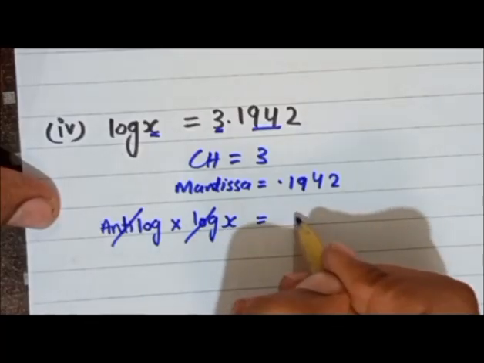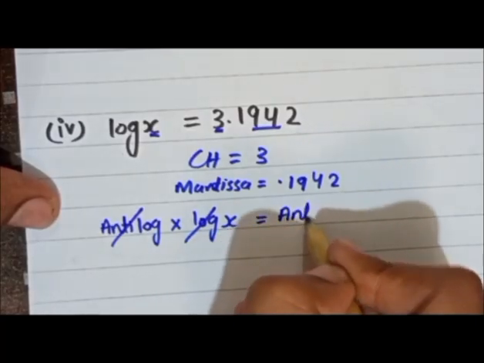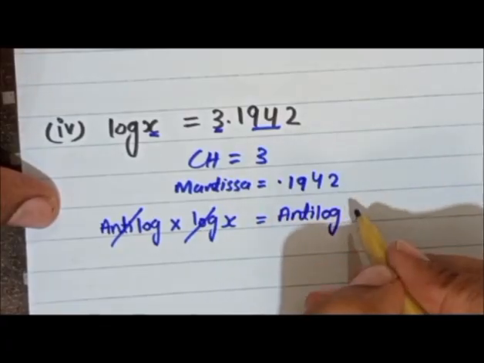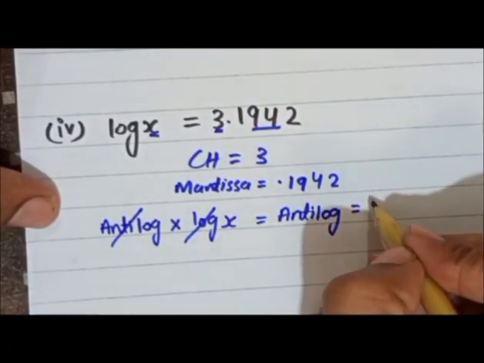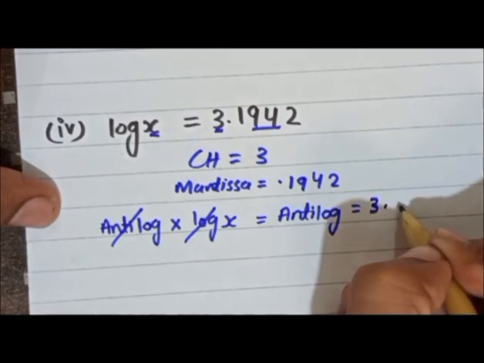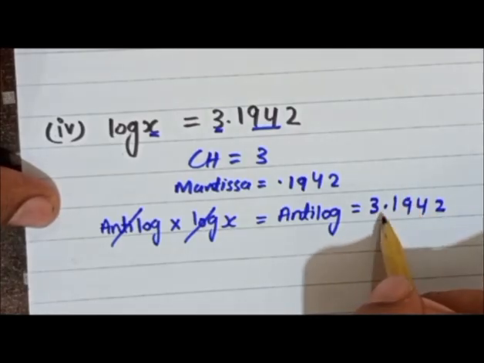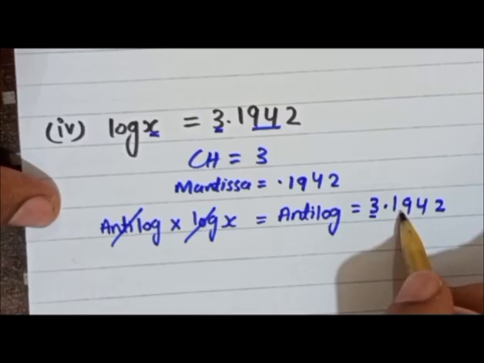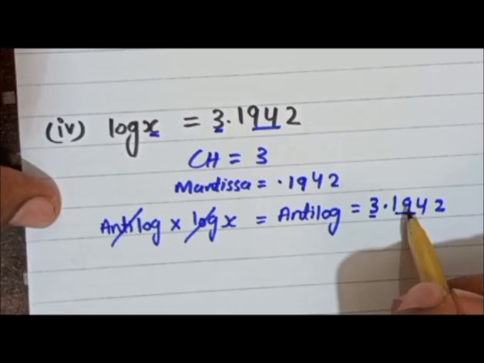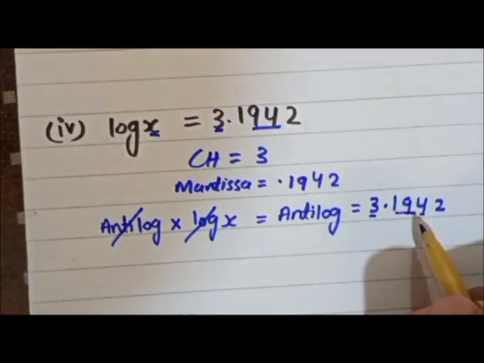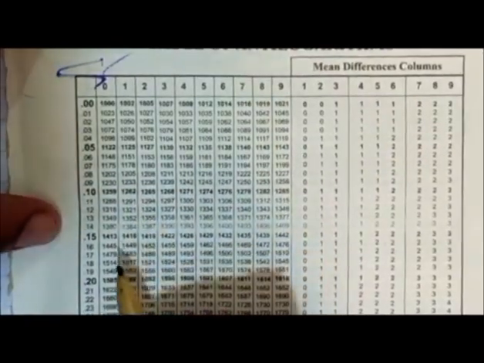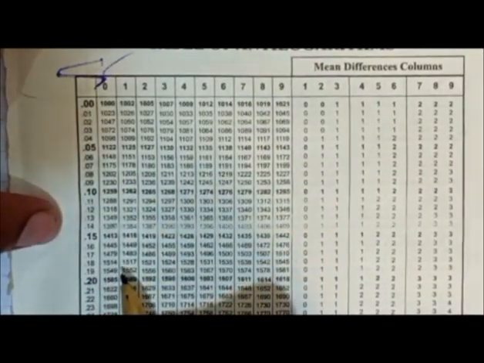For finding out the value of x, so x is equal to anti-log. What is the anti-log? I am supposed to find the anti-log of 3.1942. For finding out the anti-log, I am supposed to ignore the characteristic. So I will go through the mantissa. I am supposed to find the mantissa of 0.1942. So first of all, I will take these both digits 19 and fourth column. So this is 19 and fourth column.